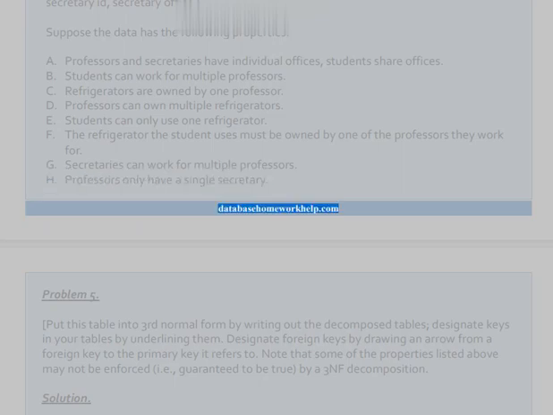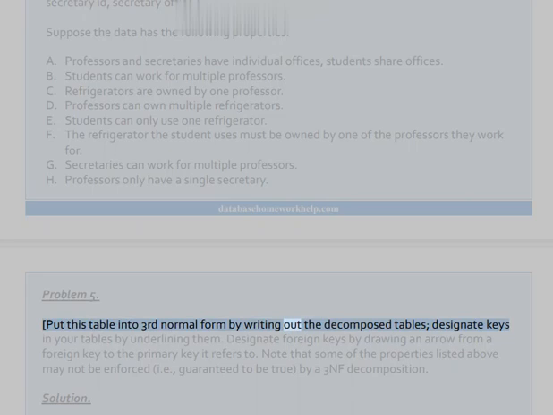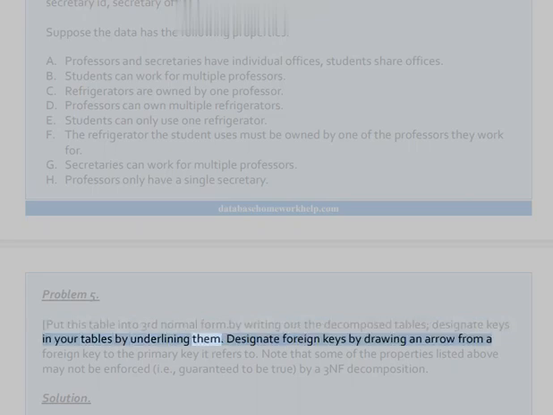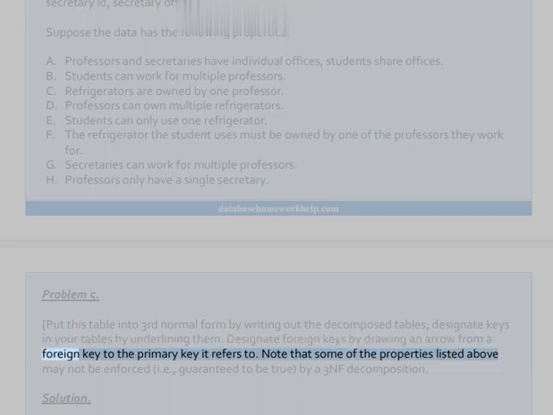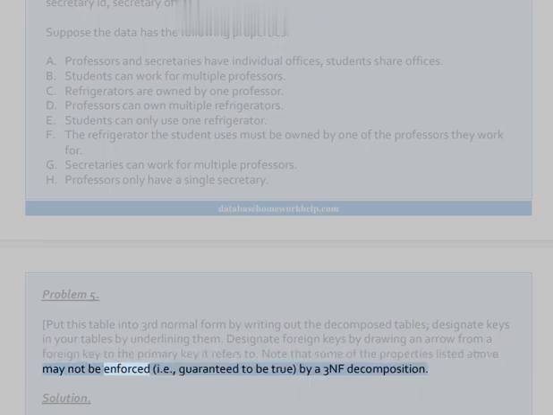Problem 5. Put this table into third normal form by writing out the decomposed tables. Designate keys in your tables by underlining them. Designate foreign keys by drawing an arrow from a foreign key to the primary key it refers to. Note that some of the properties listed above may not be enforced, i.e., guaranteed to be true, by a 3NF decomposition. Solution.